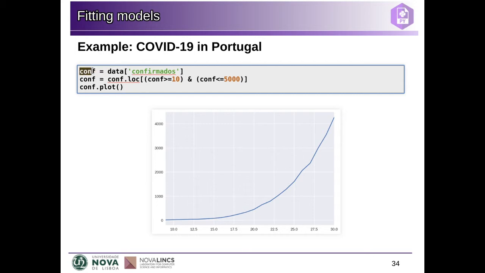So now we have the column here, and we can say I only want those with at least 10 and no more than 5,000. And we can create this Boolean series. We saw this previously. This is a Pandas series, so we can compare with the value and create a Boolean series. But we can use this symbol, the ampersand, to do the conjunction between the two. So it's confirmados at least 10 and confirmados at most 5,000. So we get this set of values here, and we can now plot it to see the exponential curve.